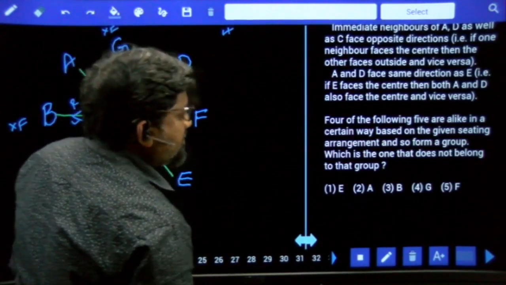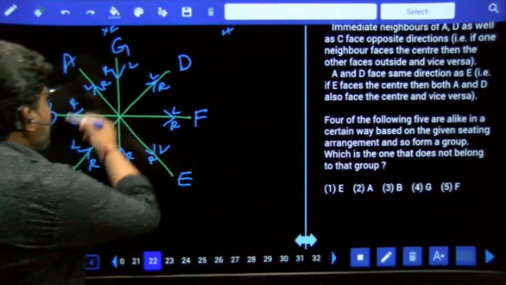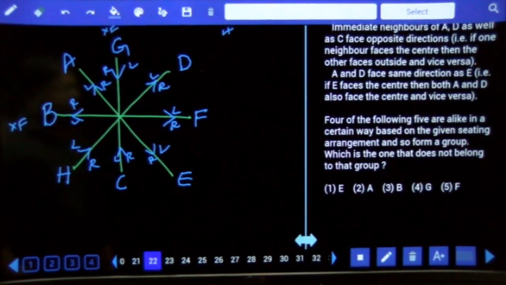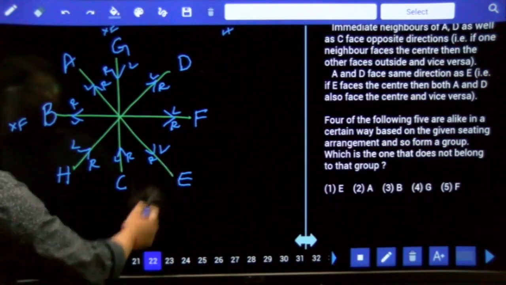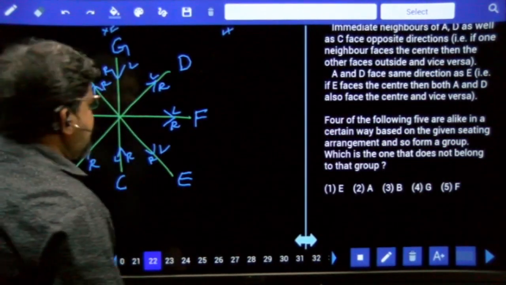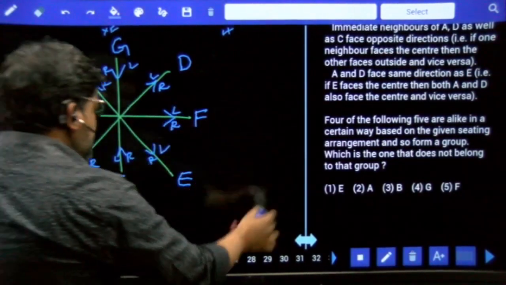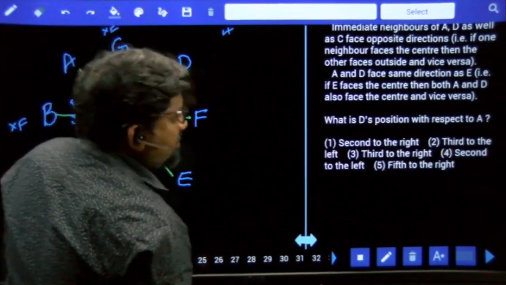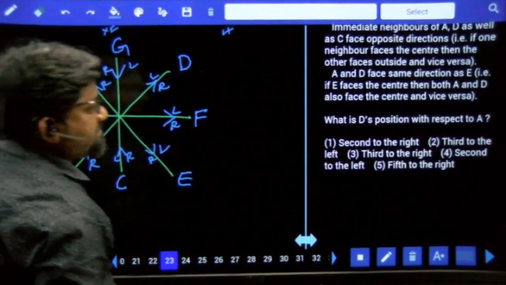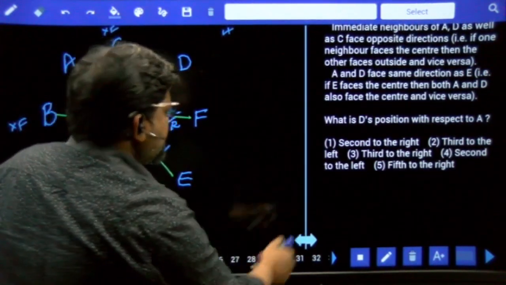Question 22. Four of the following five are alike. When you see a question based on inside outside, mostly the logic will be based on inside outside. E outside, A outside, B outside, F outside, G is inside. G, fourth option. What is D's position with respect to A? A, second to the right. First option.